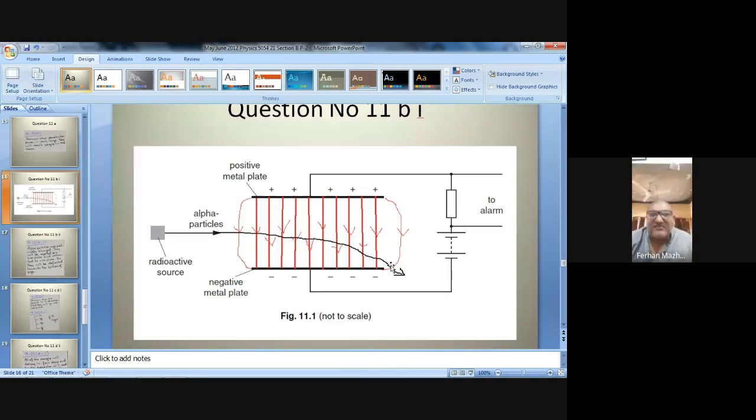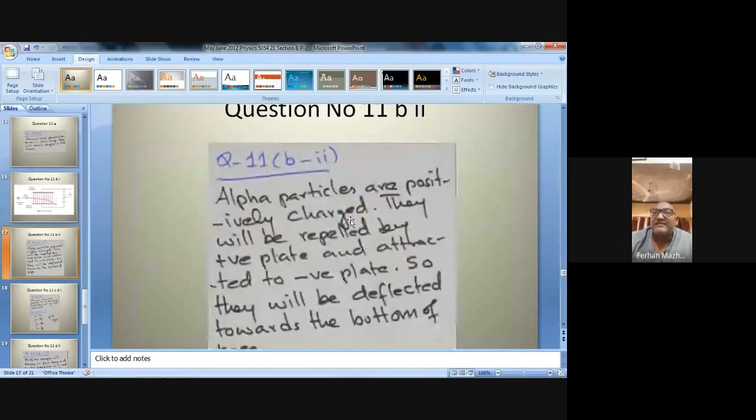Alpha particles are positively charged. They are repelled by the positive plate. They are attracted by the negative plate. So let me show you my answer. I have also written this answer.